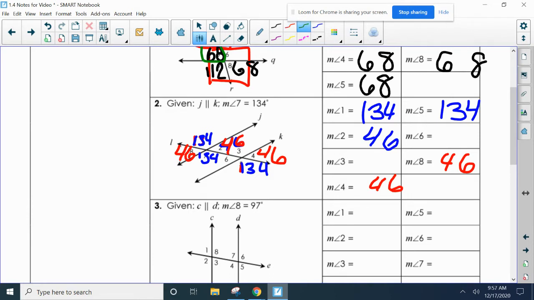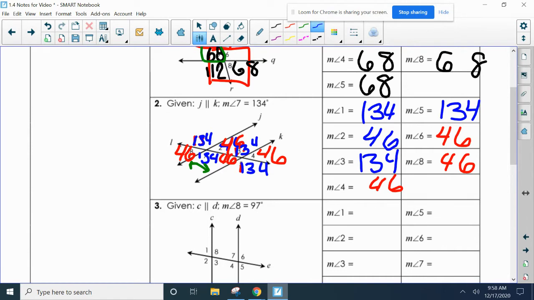And again, like I said, you could go a couple different ways. I know that these two, so 7 and 6, are consecutive interior, and consecutive interior angles are supplementary. So take that 134 from 180, you get that 6 is 46. And then same thing with 2 and 3. 2 and 3 are supplementary because they're consecutive interior. So if I take 46 from 180, I get 134.